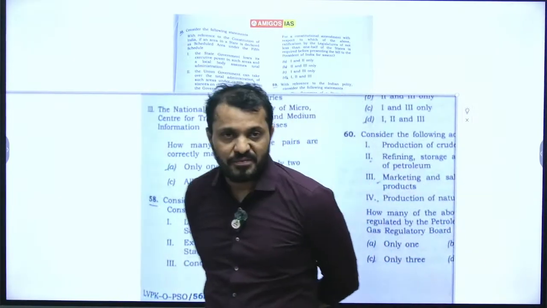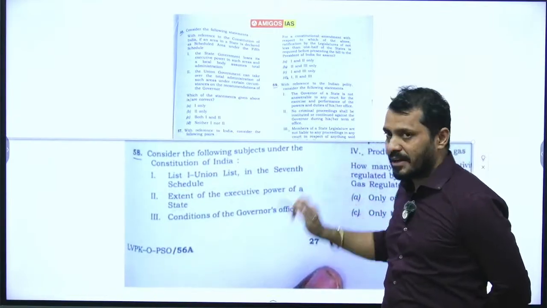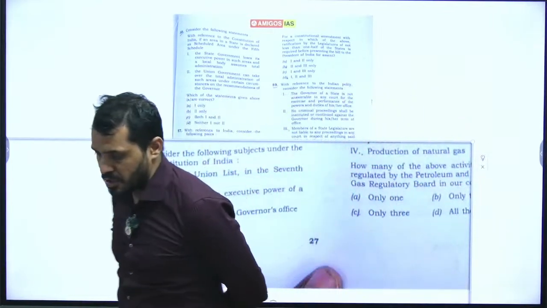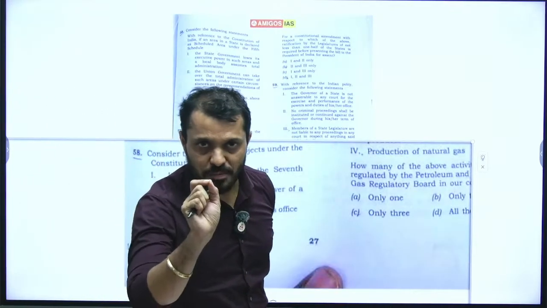Next, question number 58. Now let's see question number 58. This is about the amendment of the Constitution. In the polity class, I told you that you can amend the Constitution through special majority only.